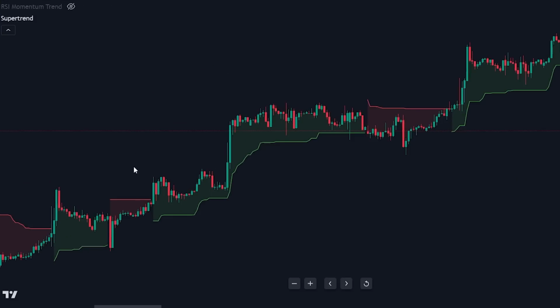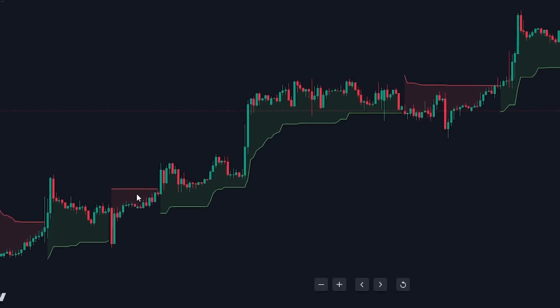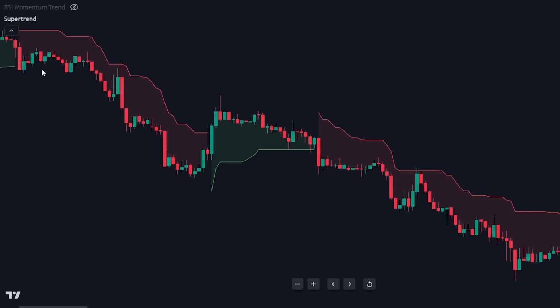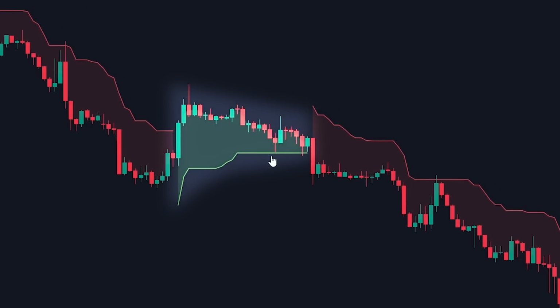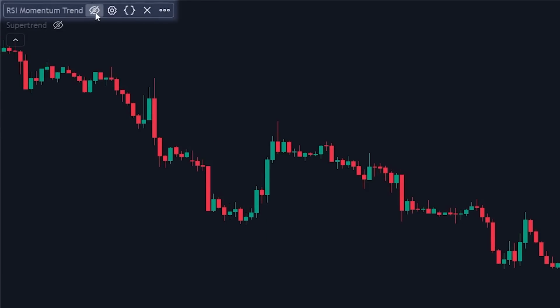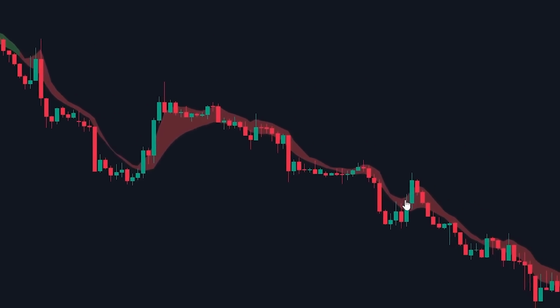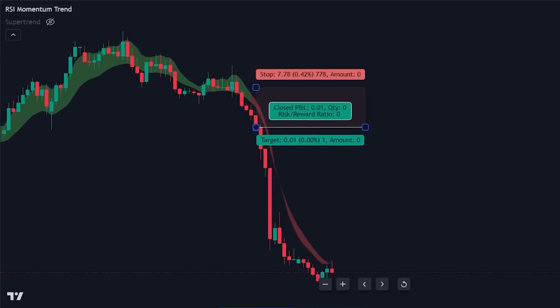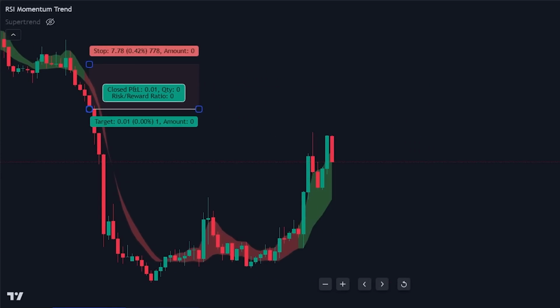We can see here where the market is clearly in an uptrend, but the SuperTrend indicator shows several indications of false downtrend signals. It's the same with a downtrend. The SuperTrend indicator gives many false uptrend signals, while the RSI momentum trend was able to accurately determine the start and end of the trend. Having such an accurate trend indicator is invaluable to our trade execution.